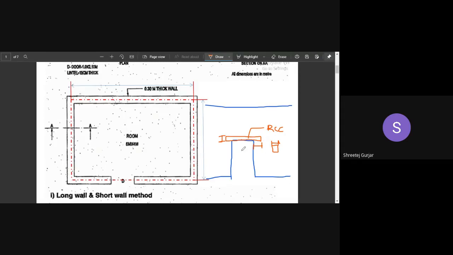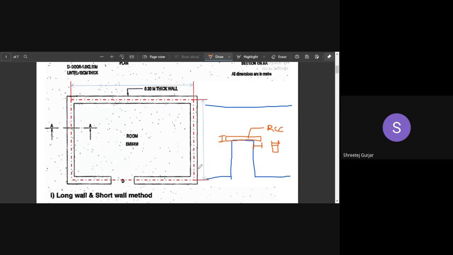Not only on top of doors, similar lintels are also provided on your windows. Wherever there is an opening, like a window or a ventilator, or whether it is a door, we have to provide a lintel over there. There is one more concept called a running lintel. They will mention it if there is a running lintel involved.